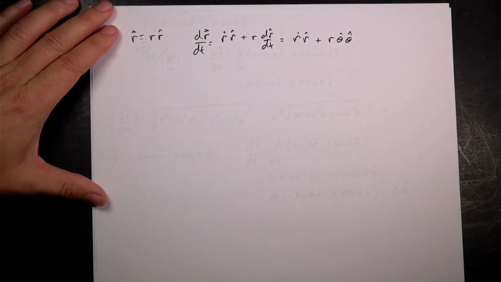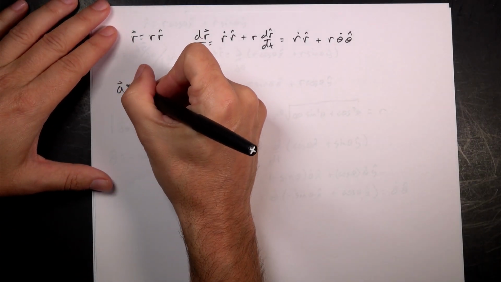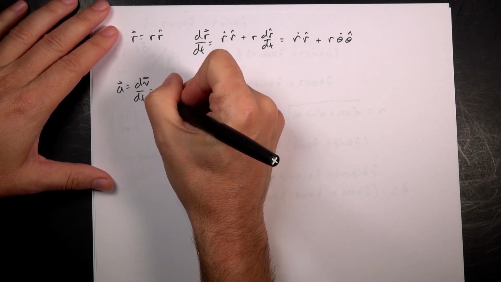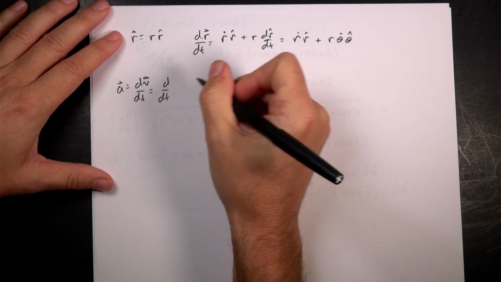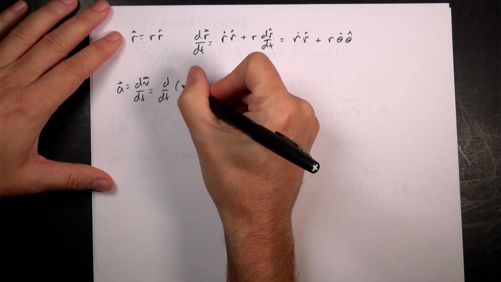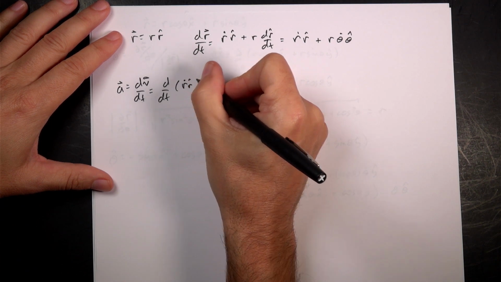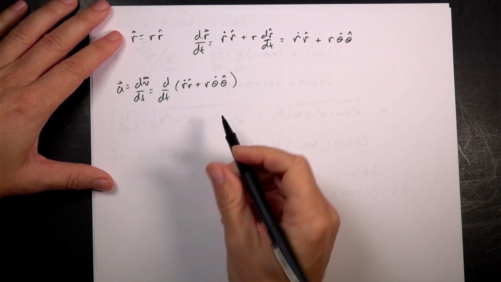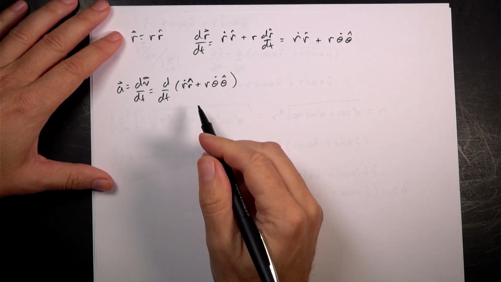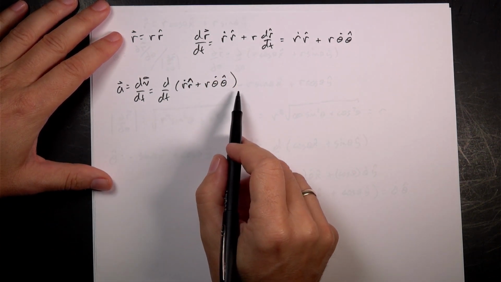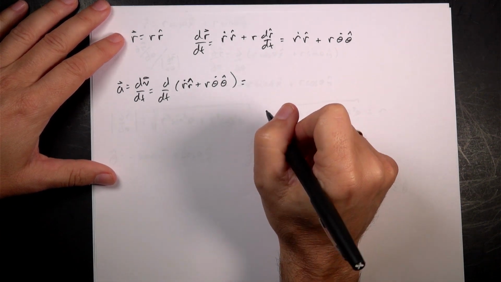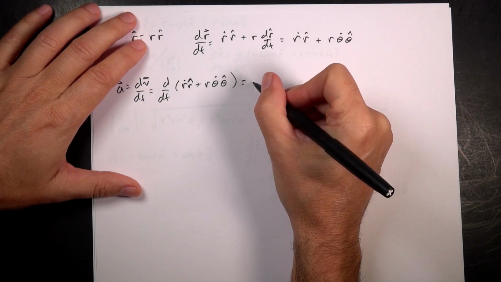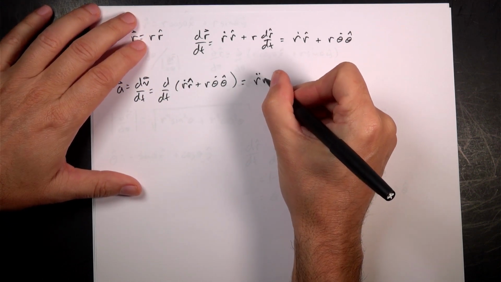Now we need to get the acceleration. The acceleration is equal to the derivative of the velocity with respect to time. So it's going to be d dt of r dot r hat plus r theta dot theta hat. Remember, all of these terms can change with time, so we're going to need to use the product rule. Let's do this one first. The derivative of r dot is going to be r double dot r hat.